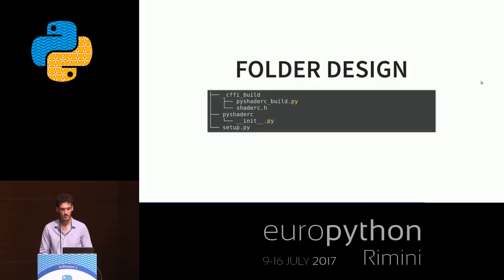Usually, to create an extension with the API mode, I create a folder dedicated to CFFI that I name cffi_build, and I recommend you to do so to keep a clean separation of concerns. On the screen, ShaderC.h contains ShaderC function signatures and structs. We just copy-paste the header provided by Google, and CFFI handles it. I don't need to modify it in this case. The PyShaderC build folder is used to generate the Python extension. Next, we have the PyShaderC folder containing our wrapper. And finally, we'll take a look at the setup with a special feature of CFFI.